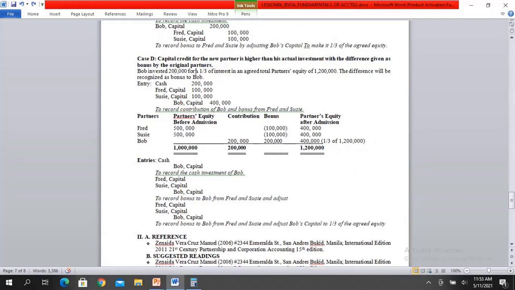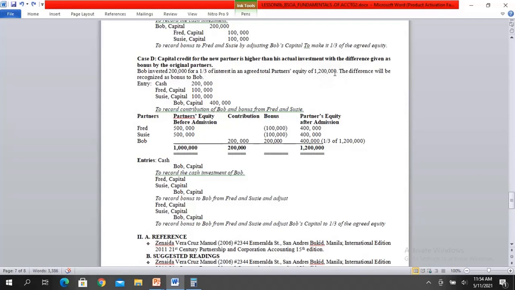Bob invested 200,000 for a 1/3 interest and an agreed partner's capital of 1,200,000. So, the difference will be recognized as bonus to Bob. So, merong 1 million yung capital contribution before admission, di ba? Tapos yung ang total partner's equity, so napag-agreehan nila na mag-contribute or mag-invest si Bob ng 1/3 ng 1,200,000. Ayan. So, 1,200,000. 1/3 ng 1,200,000 dapat.